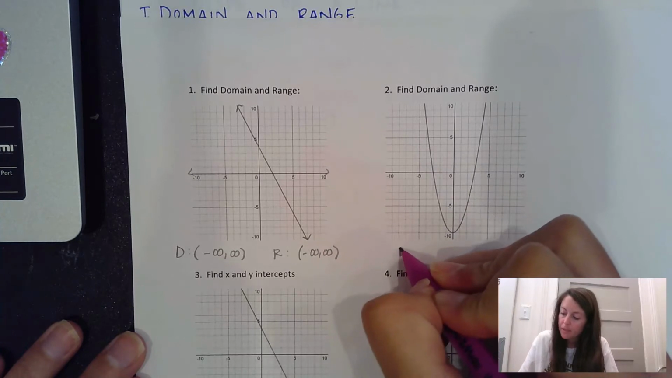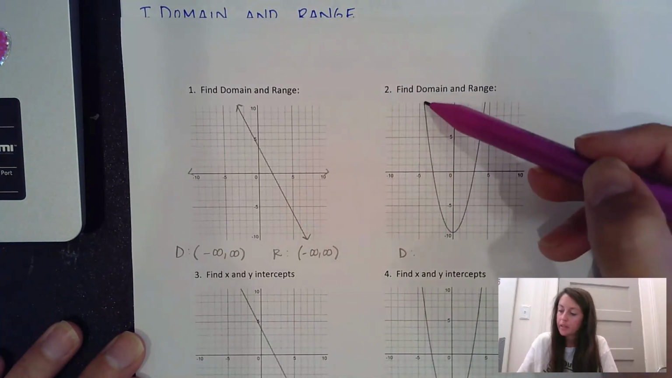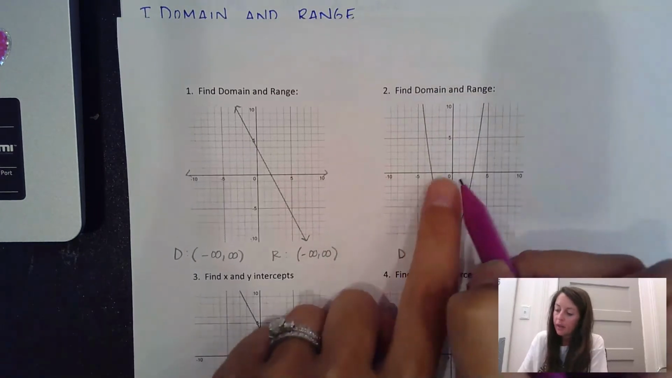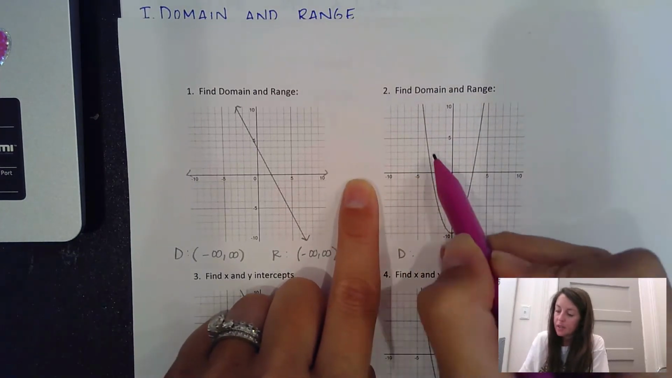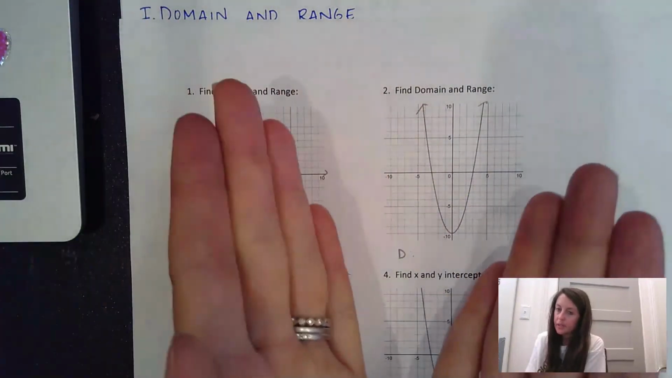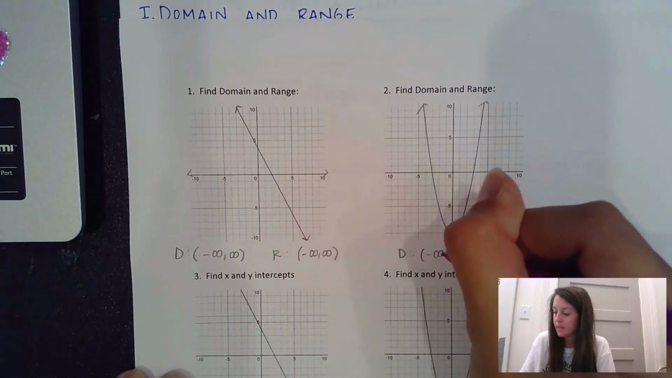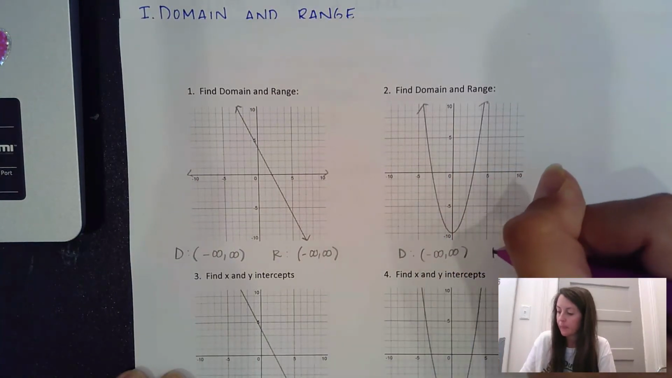Okay, so let's look at this one right here. To find the domain, this is a quadratic here. So for the domain, we're looking at the x-axis. This is going to continue to go out on the x-axis. So the domain here is negative infinity to infinity.